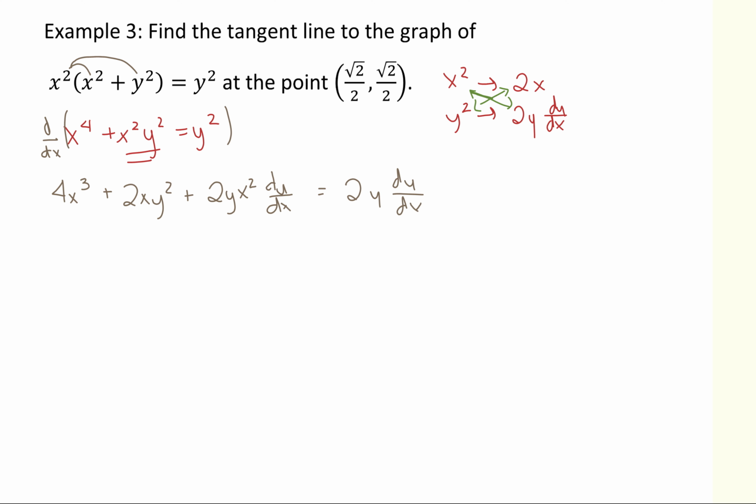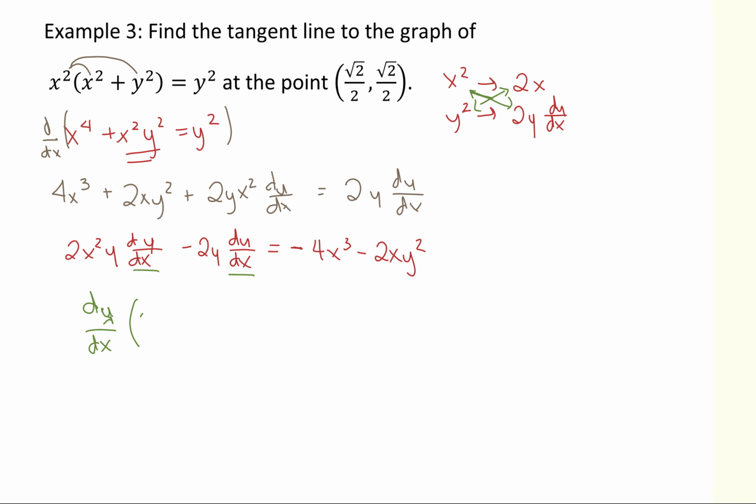So our next goal is get all your dy dx's together. So we end up with 2x squared y dy dx minus 2y dy dx equals negative 4x cubed minus 2x y squared. And then we're going to factor out dy dx. I'm going to take these out. And that equals negative 4x cubed minus 2x y squared.